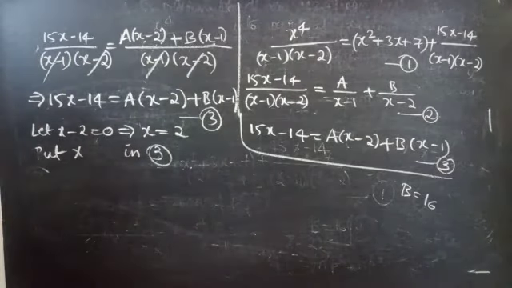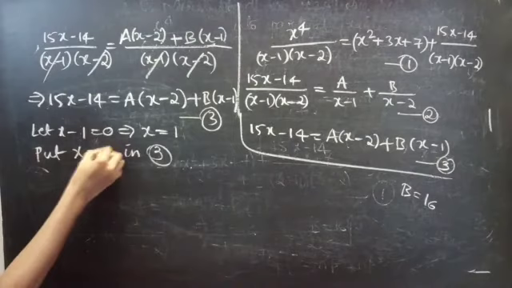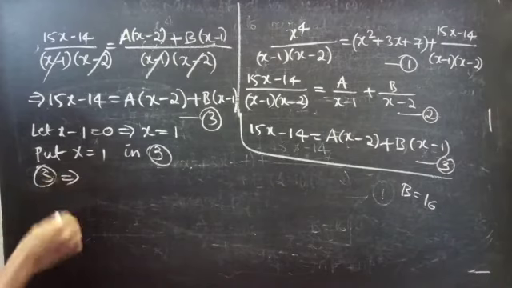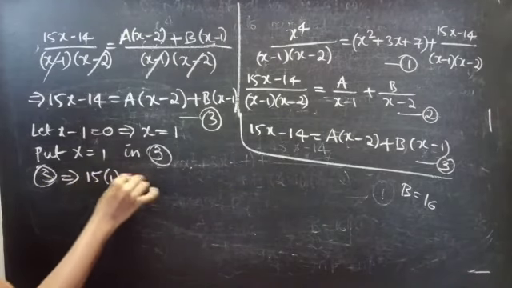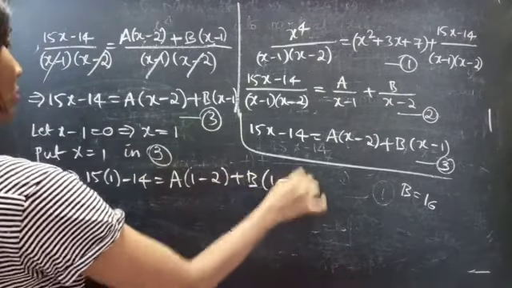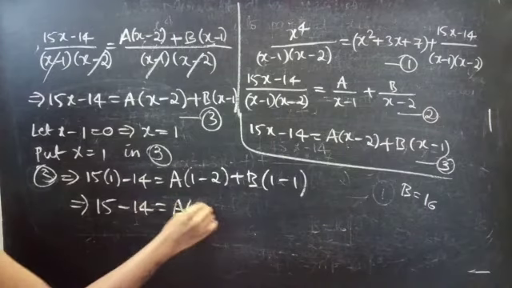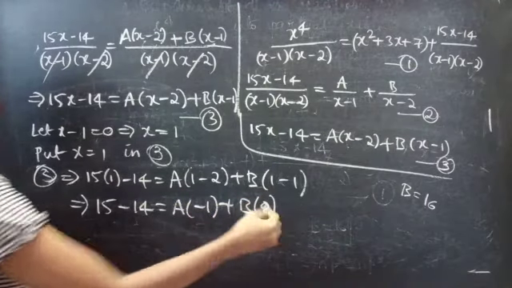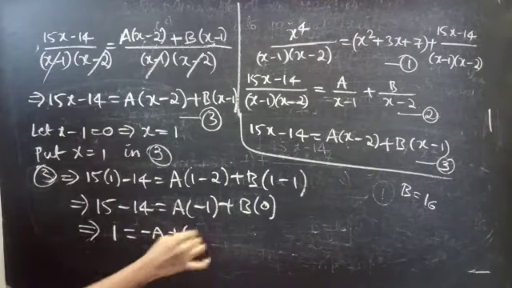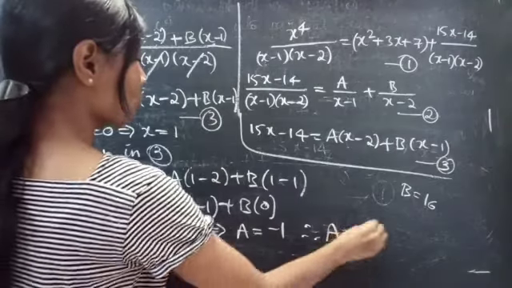Now let x minus 1 equals 0, then you'll get x equals 1. So now put x equals 1 in equation 3. So 3 becomes 15 into 1 minus 14 equals a into (1 minus 2) plus b into (1 minus 1). 15 into 1 is 15 minus 14 equals a into minus 1 plus b into 0. 15 minus 14 is 1, which equals minus a plus 0. So from this you'll get a equals minus 1.